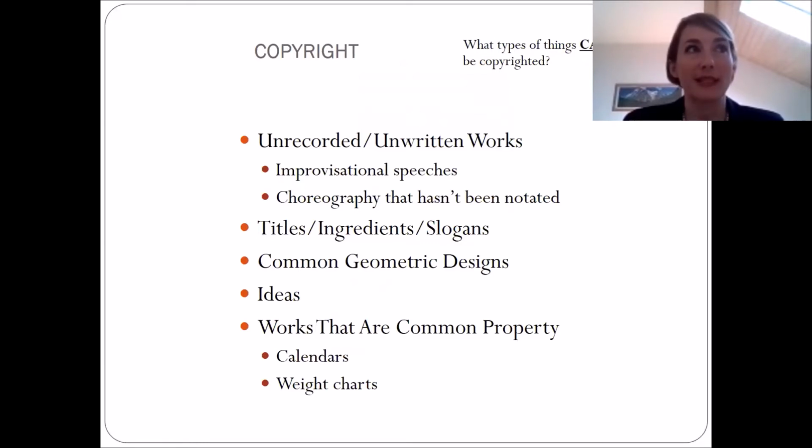Disney has tried to extend the life of some of its works by both copyrighting and trademarking them.